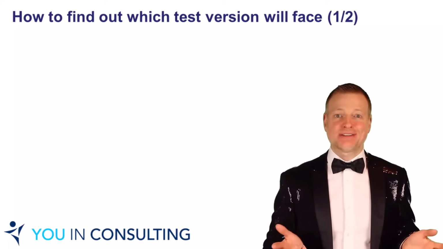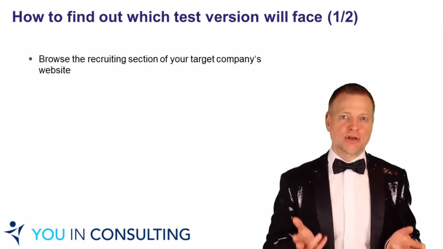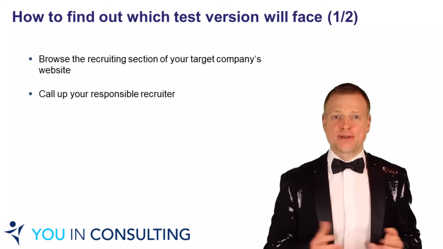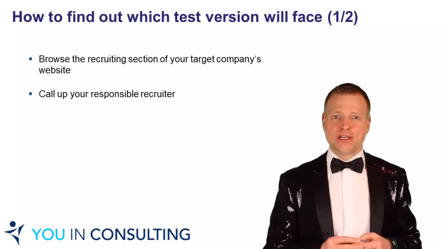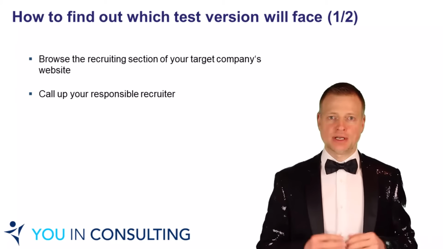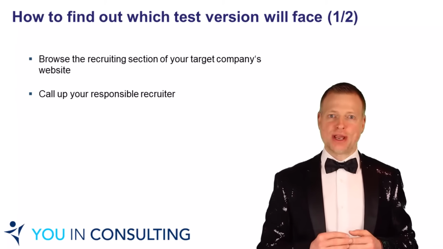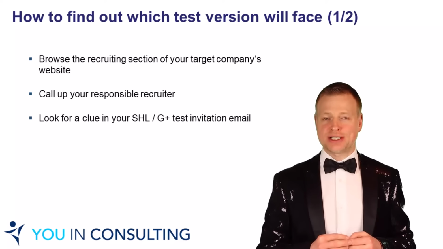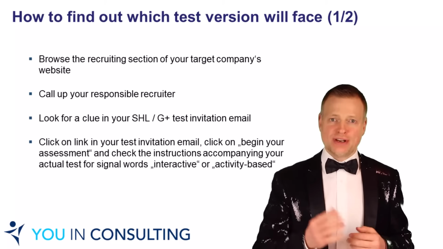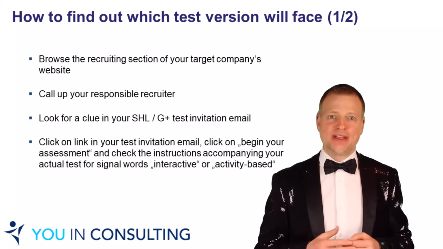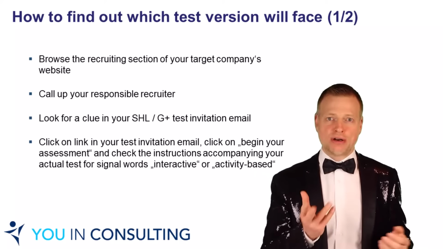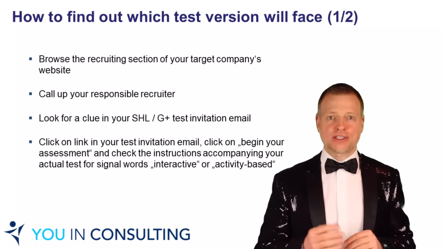If you are lucky, this is transparently stated on the recruiting section of your target employer's website. If you are unsure, it is legitimate to call the responsible recruiter and ask what sort of online assessment you ought to expect. This only proves that you want to prepare diligently. Alternatively, you can find further information in your email invitation to the SHL test, where the name of your assessment might be given. You can also click on the invitation link in your email and then hit the Begin Your Assessment link to your test to check the instructions given online without yet actually launching your test.